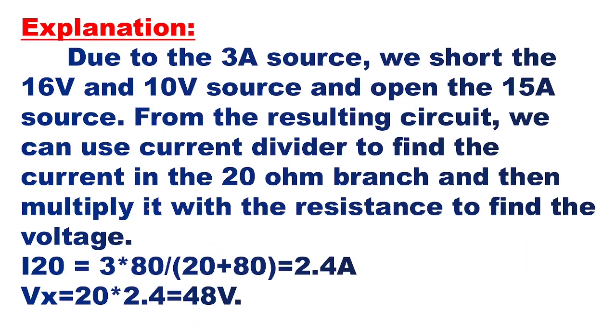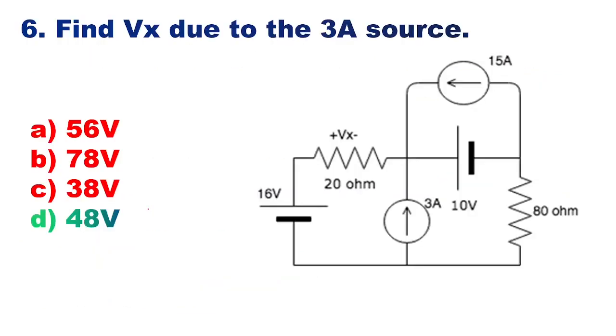Due to the 3 ampere source, we short the 16 volt and 10 volt sources and open the 15 ampere source. From the resulting circuit, we can use the current divider to find the current in the 20 ohm branch and then multiply it with the resistance to find the voltage. So the current in the 20 ohm resistor will be 3 into 80 upon 100, that is 2.4 ampere. Now that current multiplied by 20 will give the voltage across the 20 ohm resistor, that is nothing but 48 volt. So here you can see option D, that is 48 volt, is the right answer.